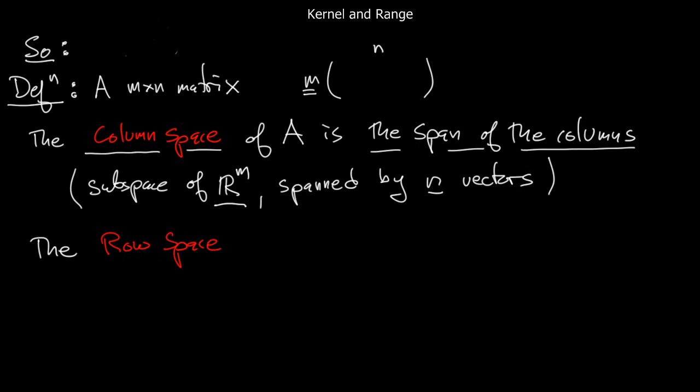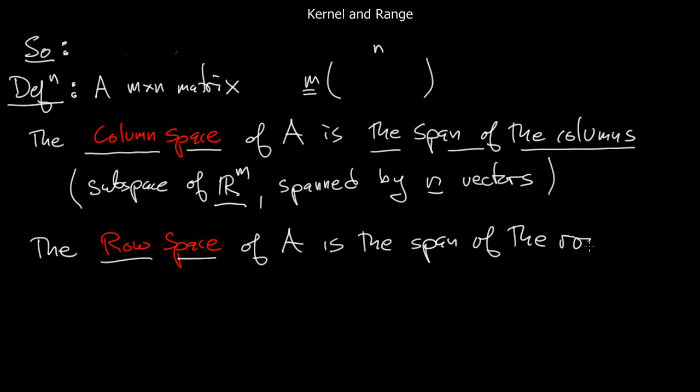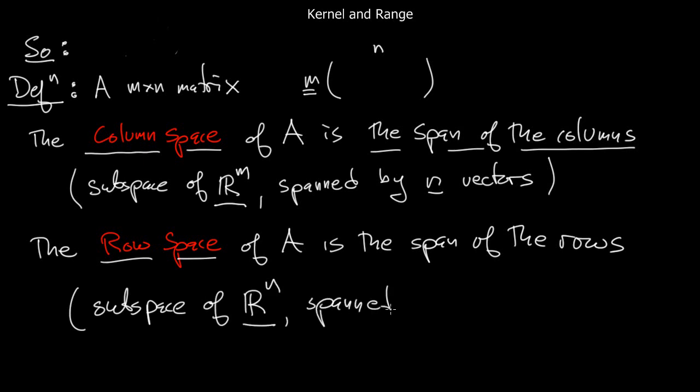And similarly, the row space is just the same thing where you do it for the rows. The row space of a matrix A is, by definition, the span of the rows. And the rows, of course, are m vectors with n entries. So this is a subspace of Rn, spanned by a collection of m vectors.